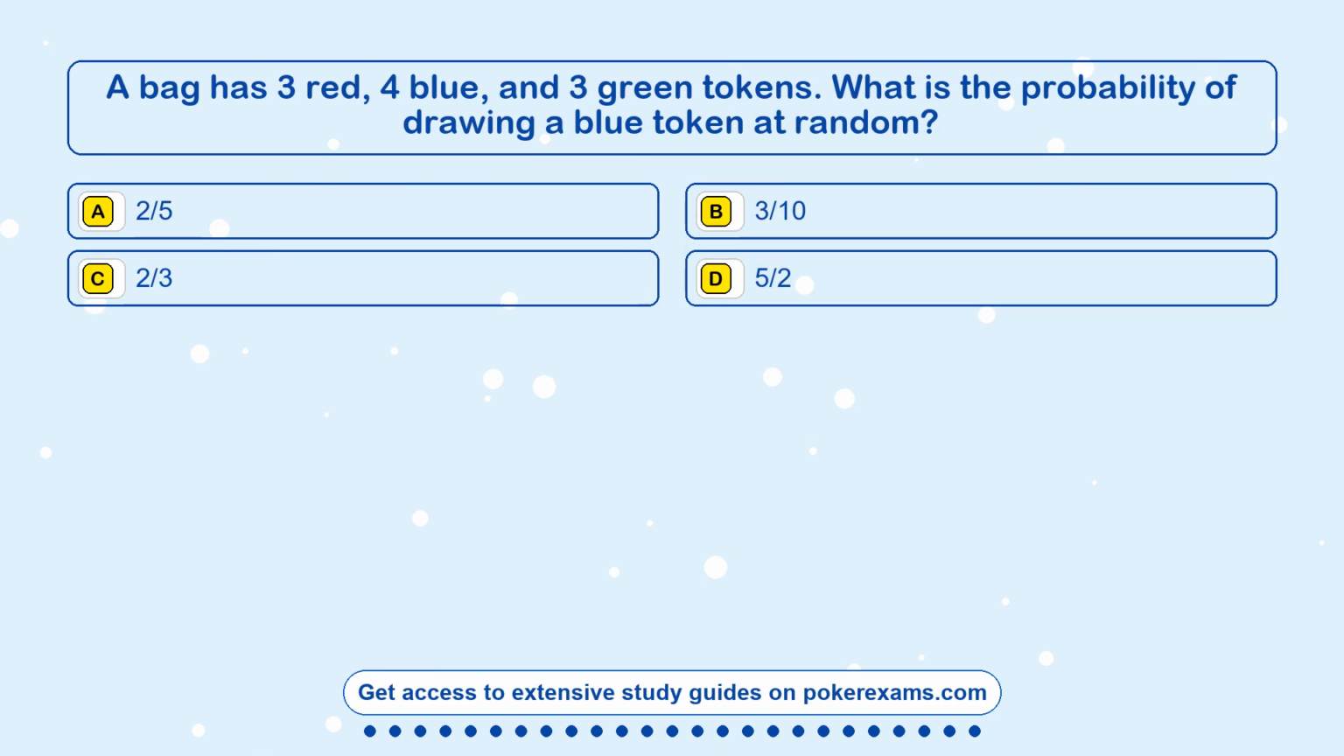Question 22. A bag has 3 red, 4 blue, and 3 green tokens. What is the probability of drawing a blue token at random? Option A 2/5. Option B 3/10. Option C 2/3. Option D 5/2.